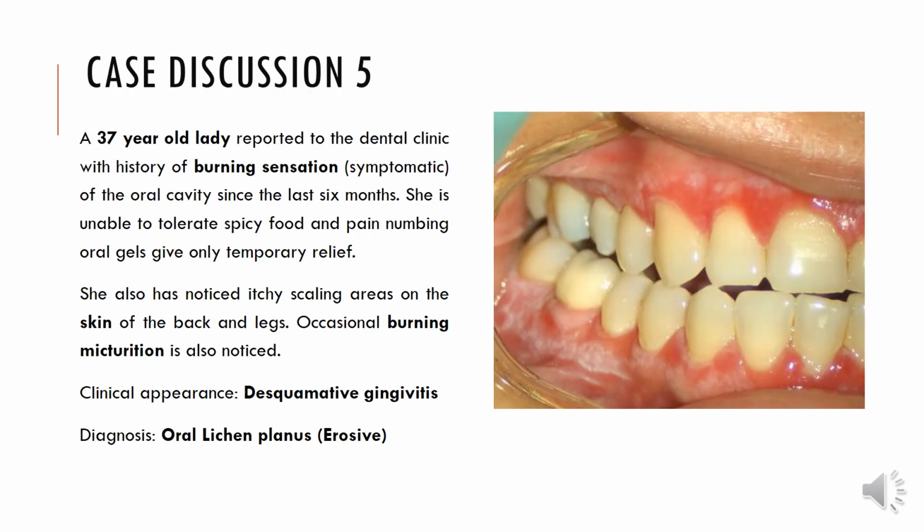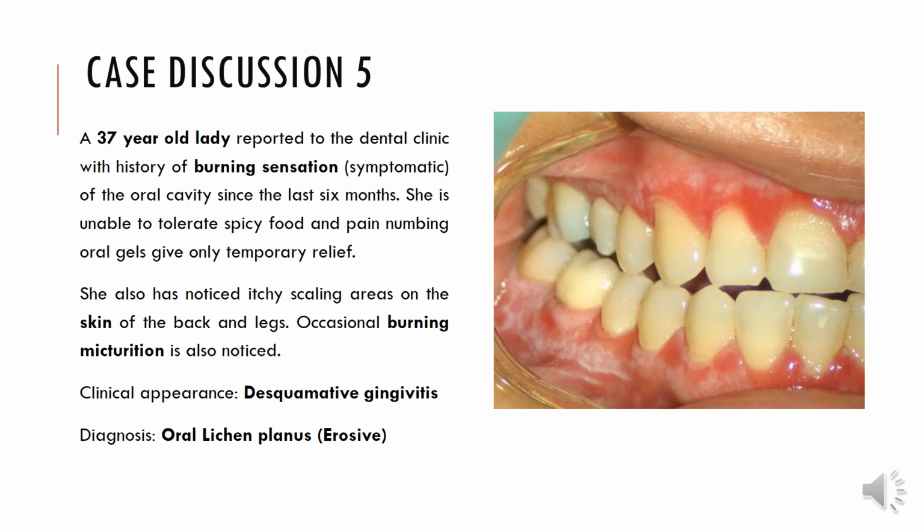Case 5 is again a different situation, where you're looking at the gingiva of a 37-year-old lady who reported with a history of burning sensation. So this case is symptomatic. Now this is also a red and white lesion, but this is symptomatic. She is unable to tolerate spicy food, and pain-numbing oral gels, the ones you buy over the counter, only give her temporary relief and are not really helpful. She has also noticed itchy scaling areas on the skin of the back and legs, and occasional burning micturition. Now this gives us an idea that the patient is having more dermatological involvement, as well as involvement of other areas.